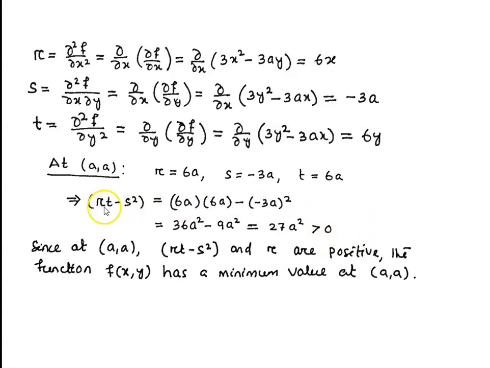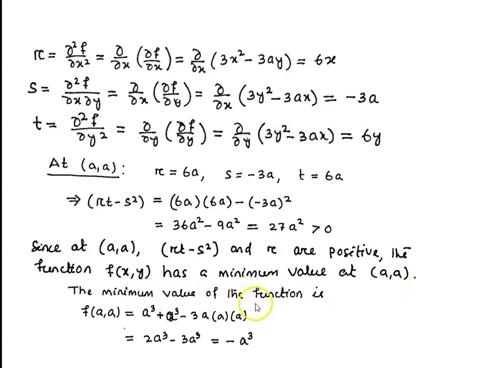We know that if rt minus s square is positive, then the function has a maximum value at that point if r is negative, and the function has a minimum value if r is positive. Since rt minus s square and r both are positive, the function f(x, y) has a minimum value at (a, a).